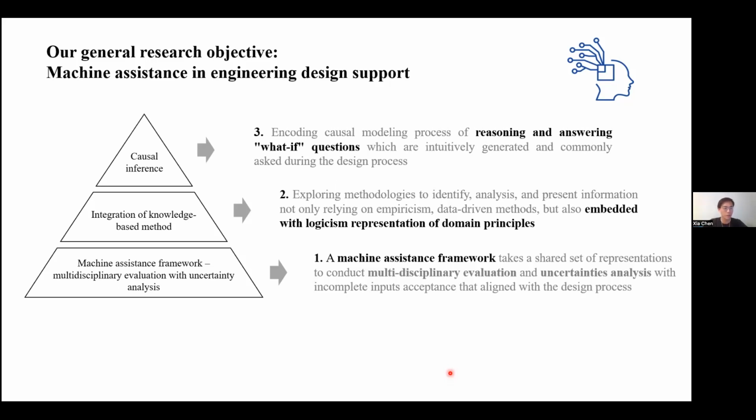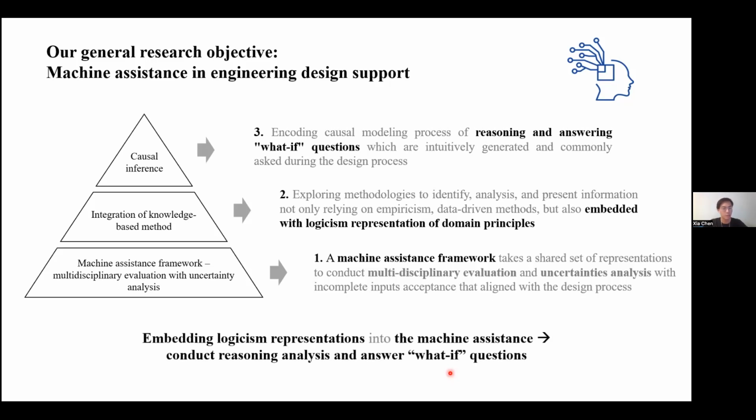So these three folds add up together and become the purpose of the paper we present today. We try to embed logicism representations into the machine assistance to conduct reasoning analysis and answer what-if questions in engineering design. And today, of course, we focus on this top component, causal inference. I'll start with two simple points: the what-if questions in the design process, and what we can extract from this process.